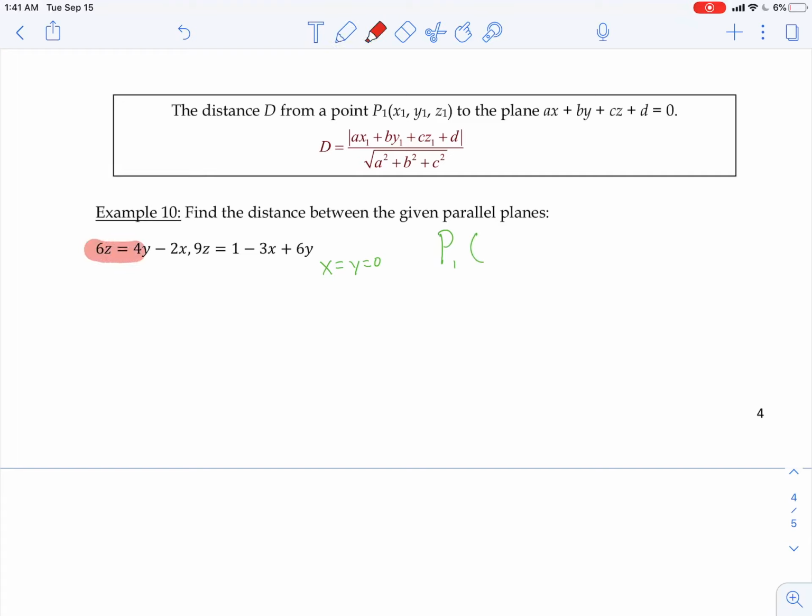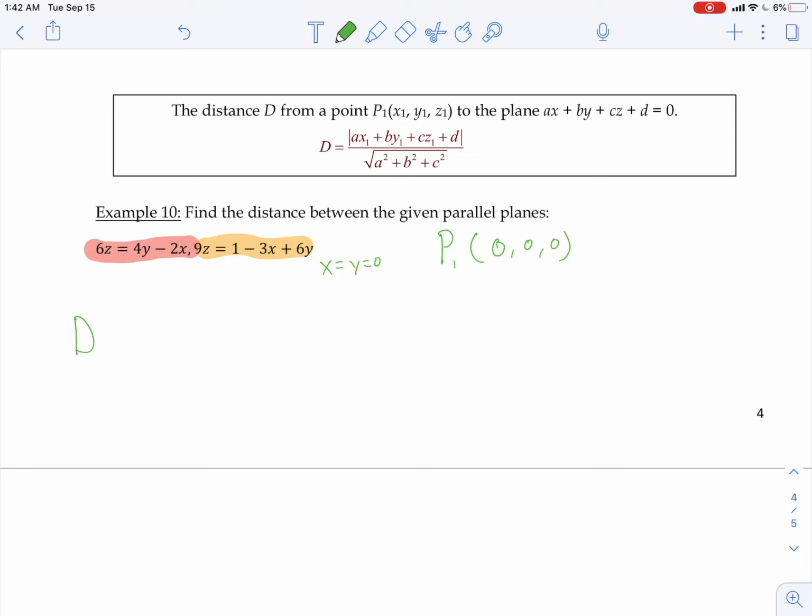We plug that into this formula, because this is the plane that we're dealing with: 6z equals 4y minus 2x. So we're going to plug in 0 for x and y. When we do that, we get the point 0, 0, 0. All right, that's the point that we have. Now we want to find the distance, and we're going to use the plane that we did not use to find the point. So we're going to find the distance using this plane now.